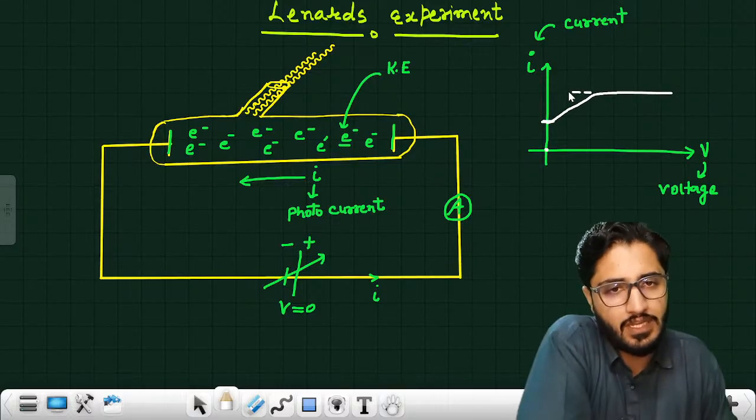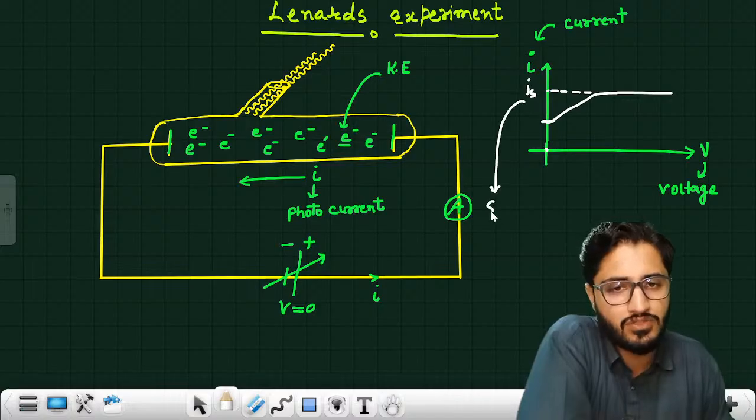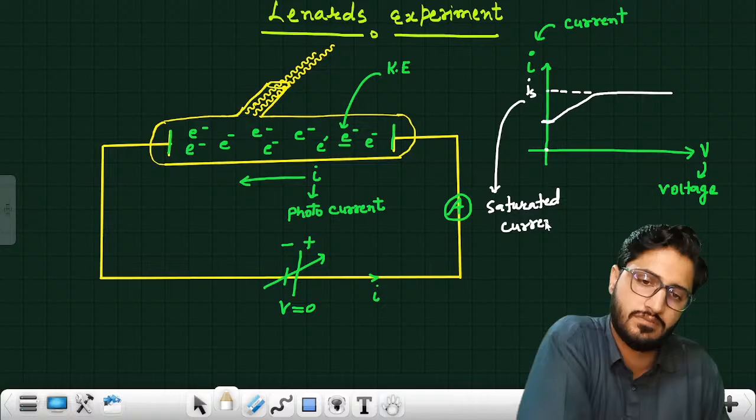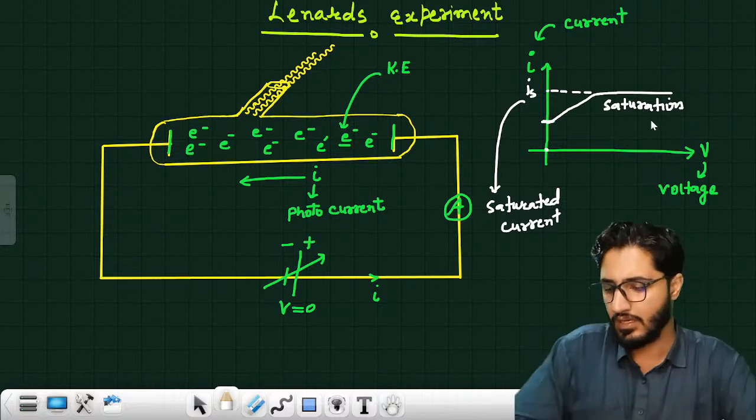So this line is the saturation current, IS. IS means saturated or saturation current. This state is known as saturation. Do you know the reason why?